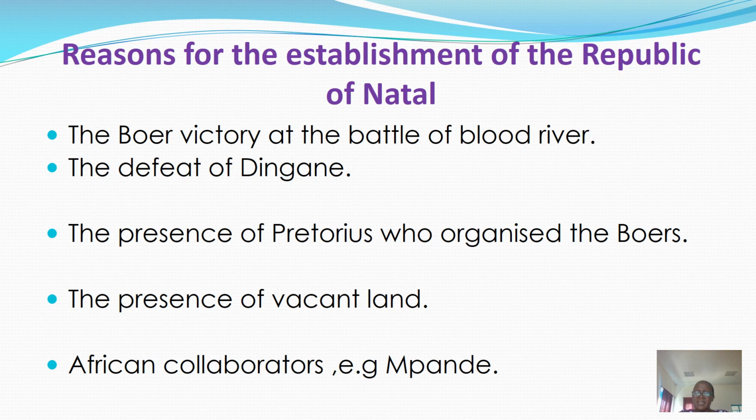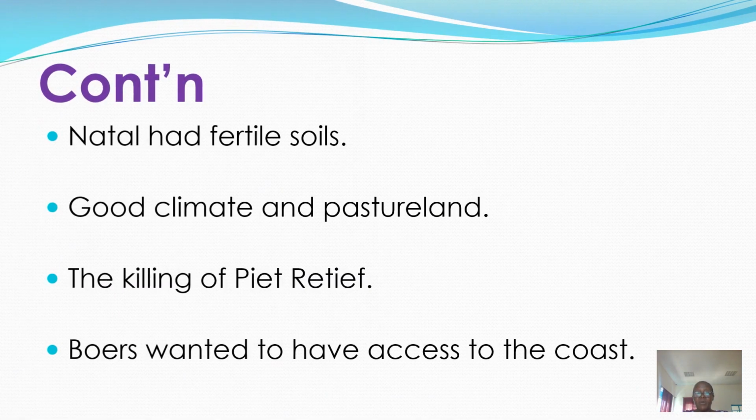And remember, the presence of vacant land in the Republic of Natal. We note that this is the same area where the Mfecane had started from, the area that Shaka had caused many wars. So many people had moved out, like the Ngoni, who had moved further north up to East Africa. So there was a lot of vacant land, and this motivated the Boers to form a republic. And then African collaborators, Mpande, the brother of Dingane, collaborated with the Boers. So with all that support, the Boers, who were now friendly to Mpande, managed to establish the Republic of Natal.